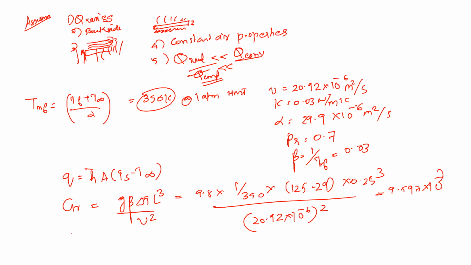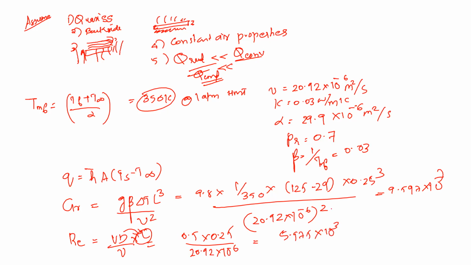Similarly, we can calculate the Reynolds number if it is moving at a particular speed. Re = VL/ν. So V is 0.5 into, it's not D, it's actually L because it's the length of the plate, so 0.25, by ν. So it is 20.92 into 10 raised to minus 6. That comes to be 5.975 into 10 raised to 3.